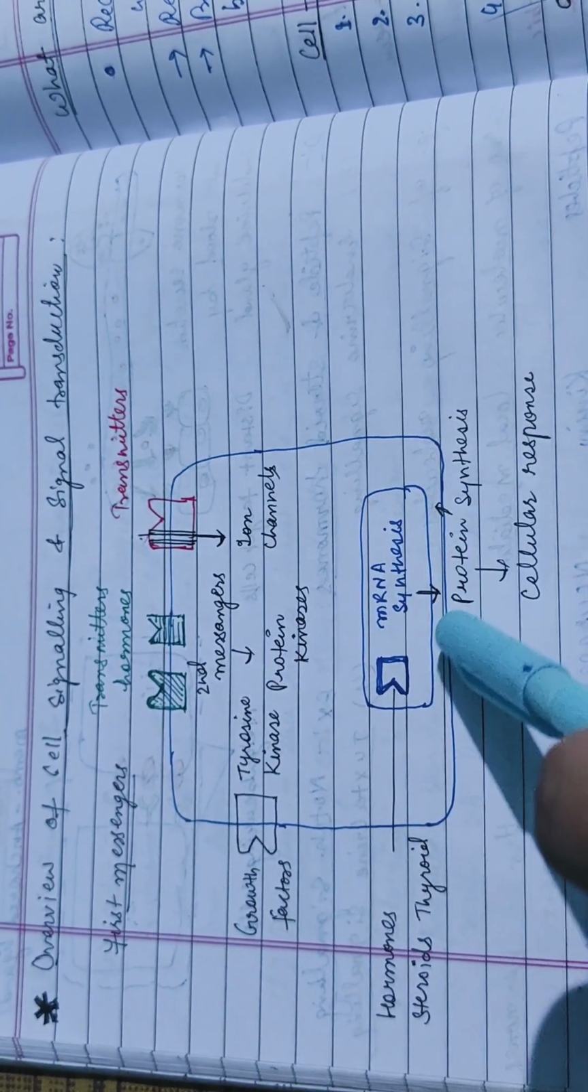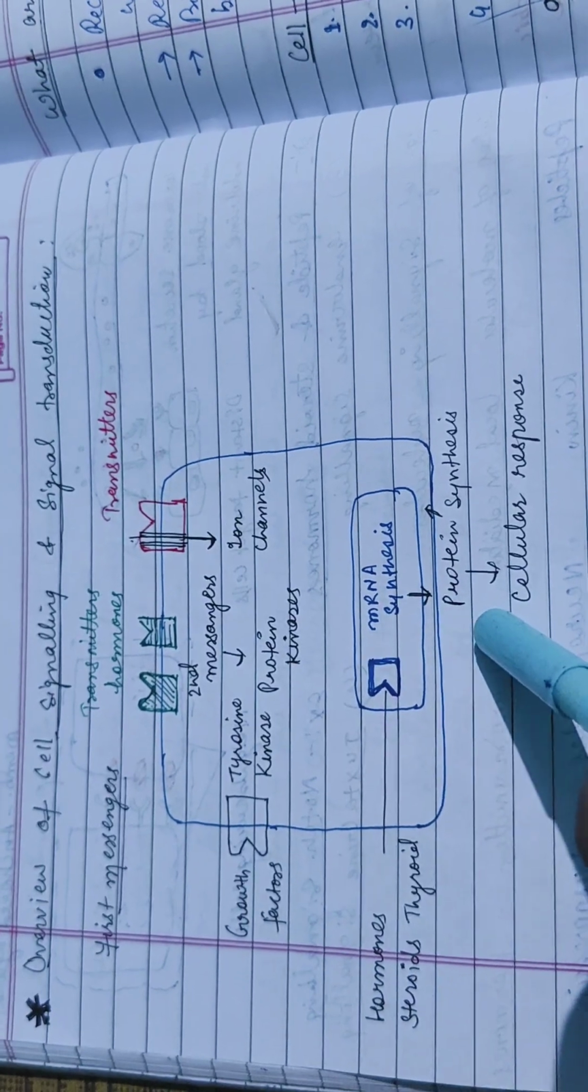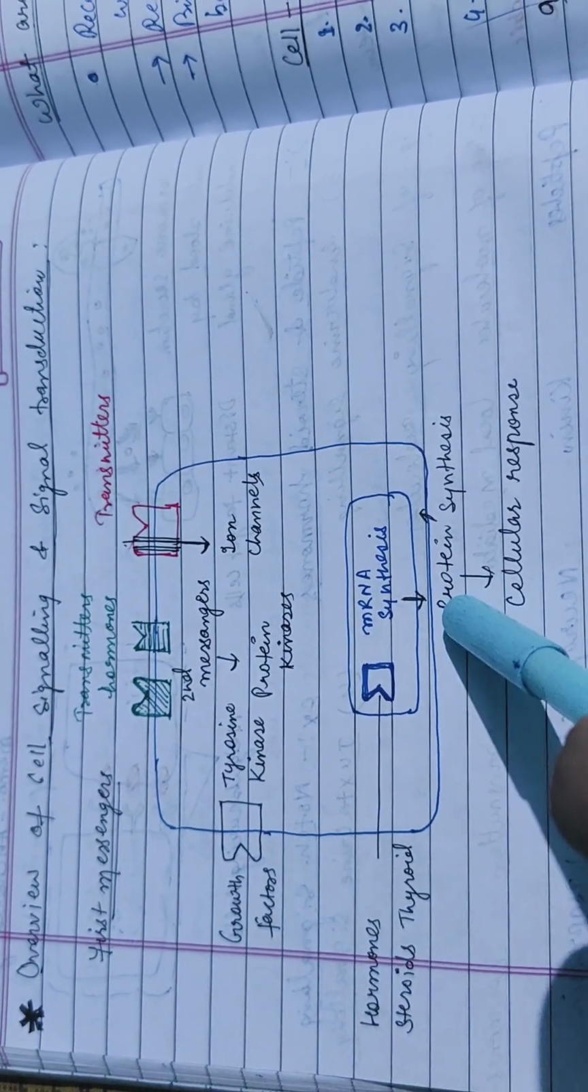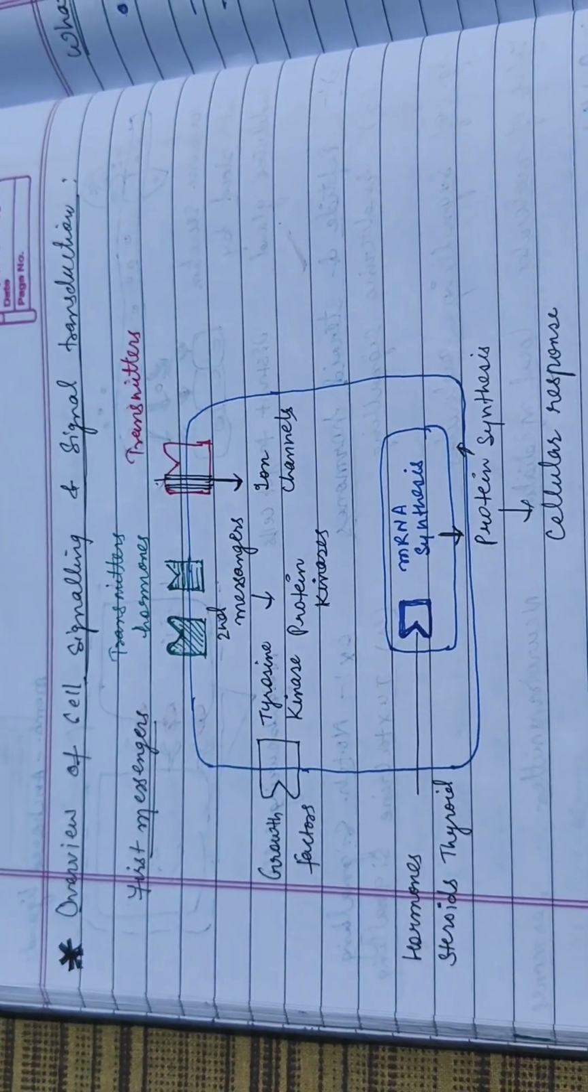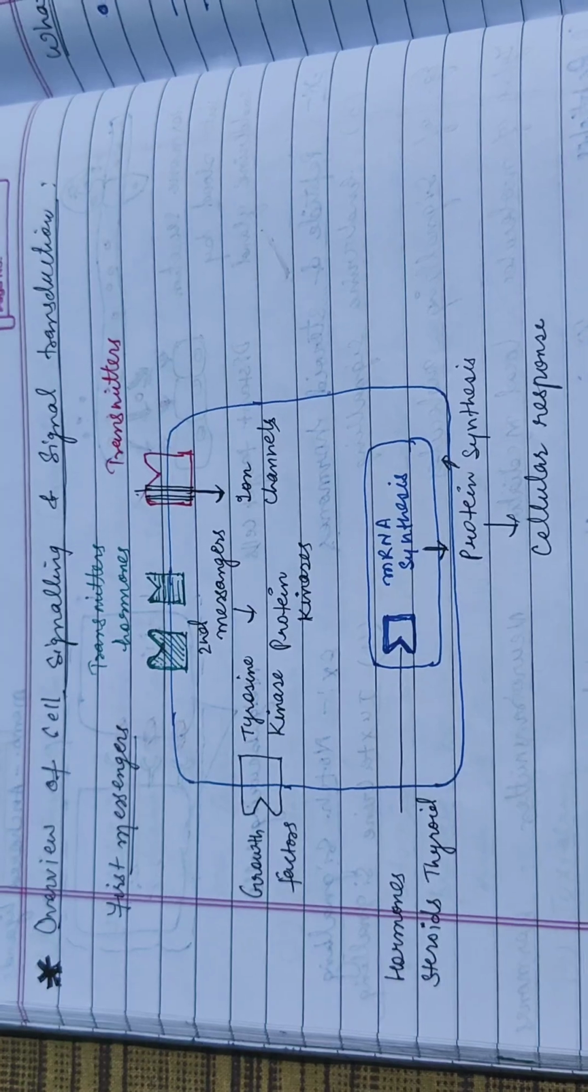They act on ion channels, and then mRNA synthesis, and then it produces protein synthesis, and it acts as a cellular response. So this is about cell signaling and transduction and their pathways.